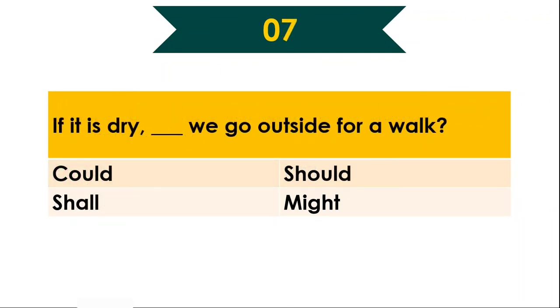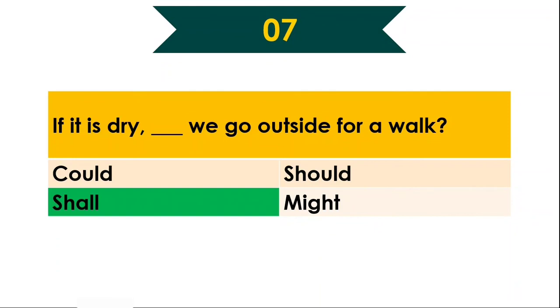Then we have: if it is dry, condition है if it is dry, so we can go outside for the walk. So can we go outside for the walk? Can तो है नहीं यहाँ पे. So shall we go outside is the right answer over here. Yes, क्योंकि could तो नहीं होगा. Could we go outside for a walk? Should we go outside for a walk? Or might we go outside for the walk? So shall is the most appropriate one over here.